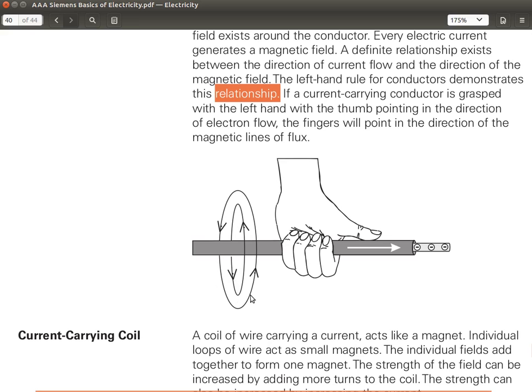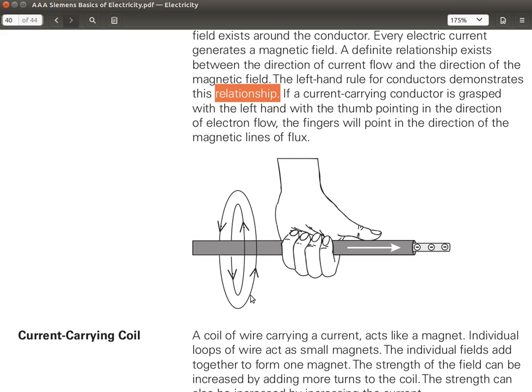Now, if you look in some books or at some websites, they will not talk about the left hand rule. What they will talk about is the right hand rule, and they will call it the right hand grip rule, because you're gripping the conductor. The reason is because this document concentrates on the flow of electrons.